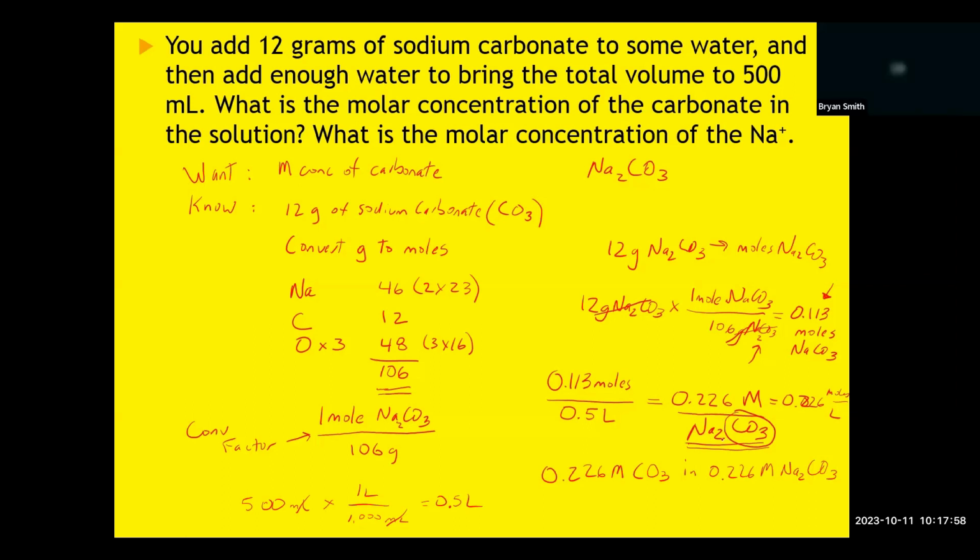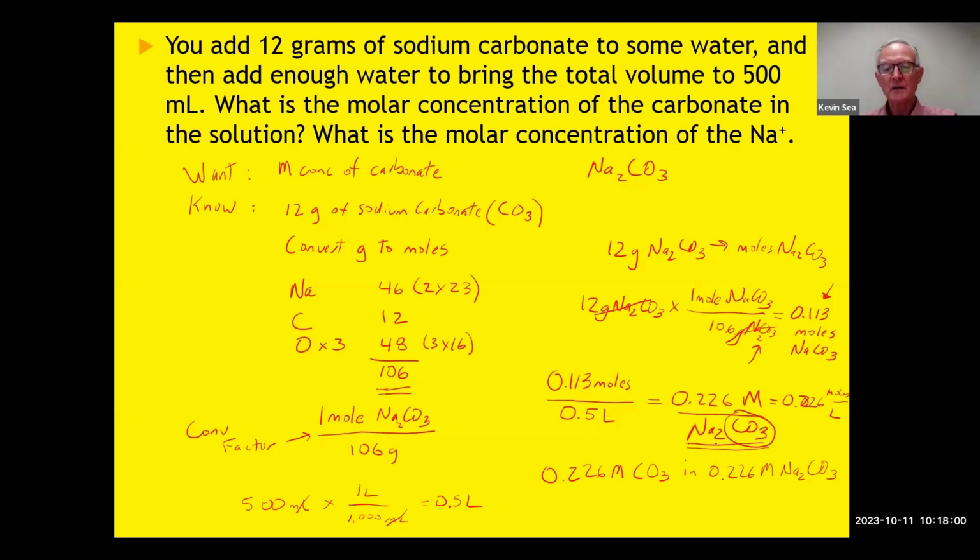So as I mentioned, there's one carbonate in every sodium carbonate. Sodium carbonate would be 2 sodium ions and 1 carbonate. So the relationship between sodium carbonate and just carbonate is a 1-to-1 relationship: 1 carbonate in every formula unit of sodium carbonate. In every formula unit of sodium carbonate, we actually have 2 sodium. So we have 2 moles of sodium, or 0.452 molar sodium in 0.226 molar sodium carbonate.